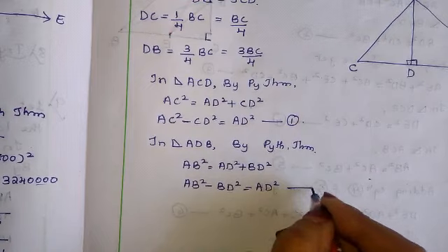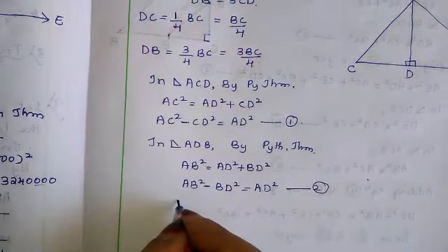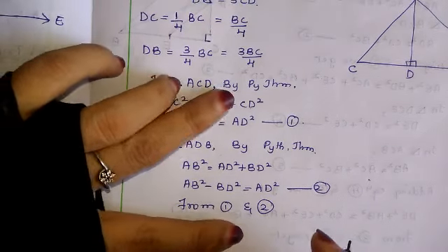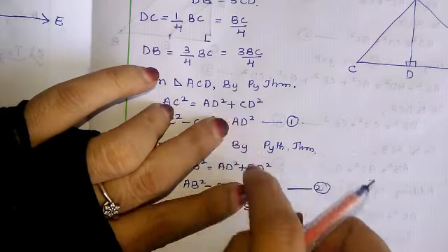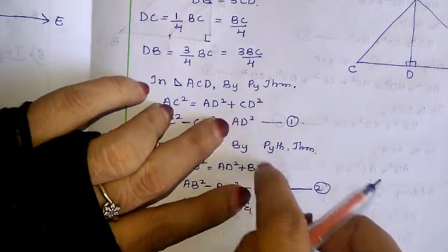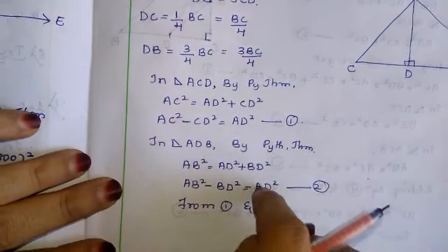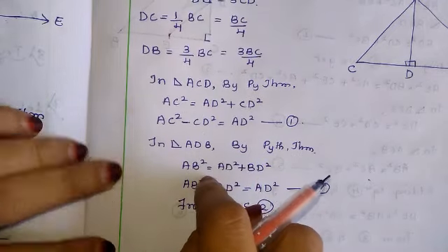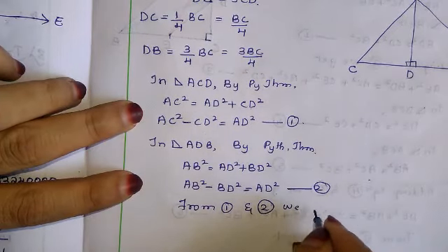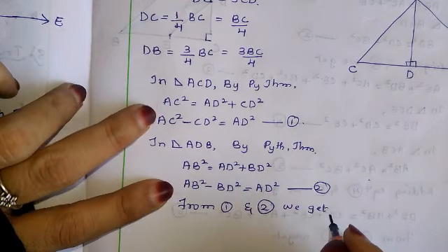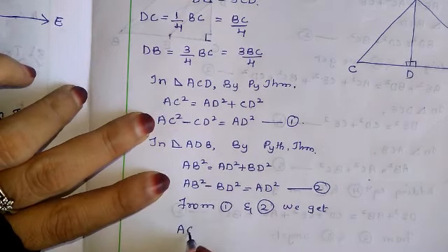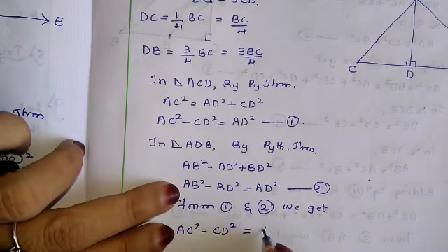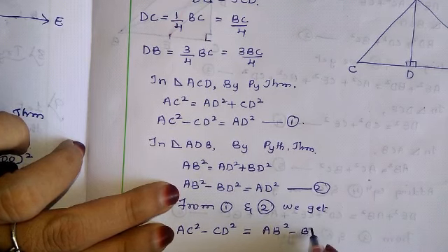AD square. Equation 2. Now from 1 and 2, what do we get? Here AD square, here also AD square. Both are equal. Therefore, things which are equal to the same thing are equal to one another. AD square equals AD square, so these two are also equal. From 1 and 2, I'll write this side now: AC square minus CD square is equal to AB square minus BD square.